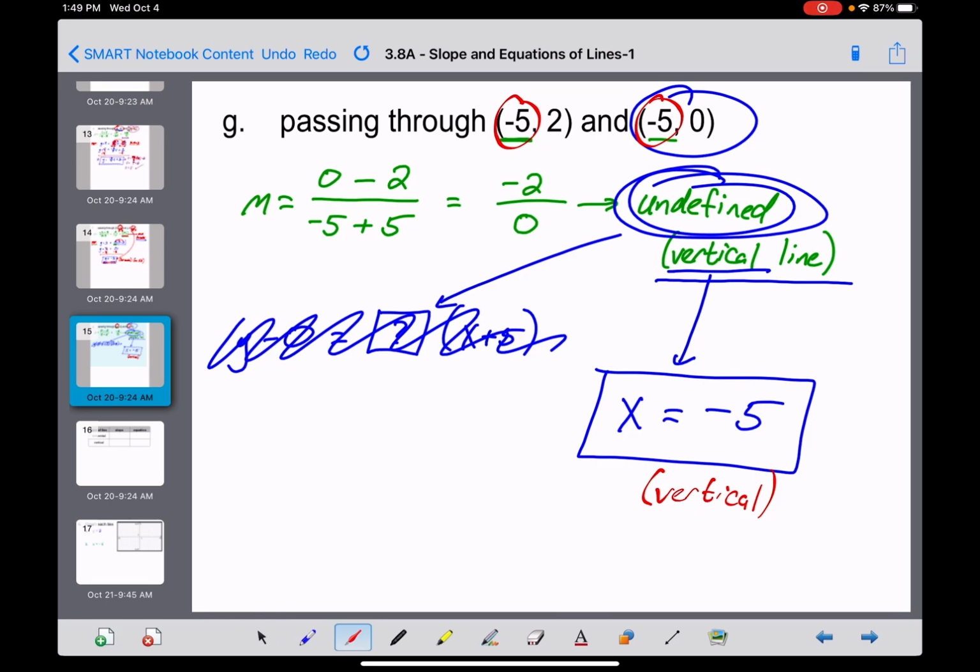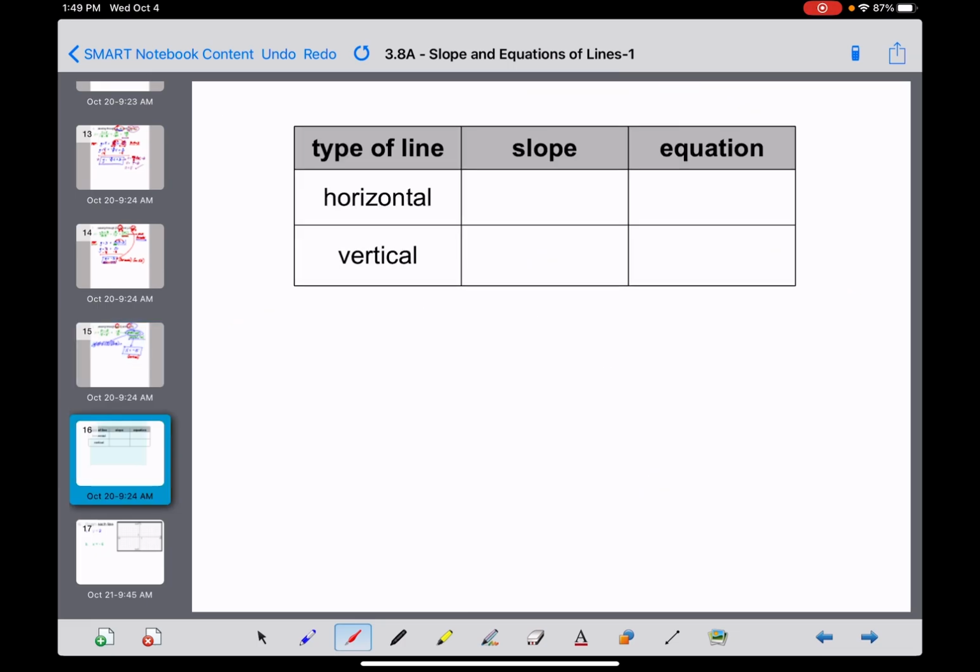So those last 2 things we did there are kind of weird, and that's why I think it's a really good idea for you guys to put this table in your notes and put a big fat star right next to it and say, hey, we need to study this table right here because this is something people goof up all the time. All right, guys, in a horizontal line, your slope is always equal to 0.